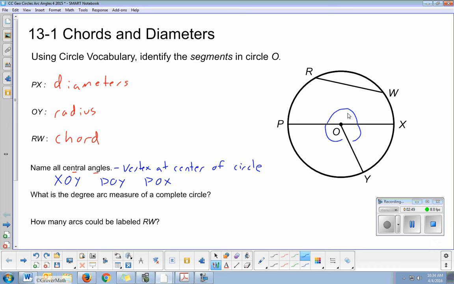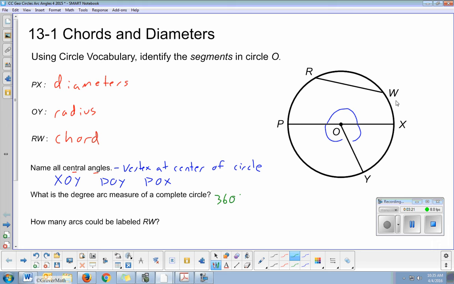That would be 180 degrees, right? These two would be less than 180. This one looks to be bigger than 90. This one looks to be a little less than 90, but together they are 180. All three of them together are 360. What is the degree arc measure of a complete circle? That is 360 degrees, and I'm sure you've known that for a while too, that the whole circle is 360 degrees. So we have angles in the circle, but then we also specify specific arcs, like this would be arc PR, arc RW, arc WX, arc PW, and so on.